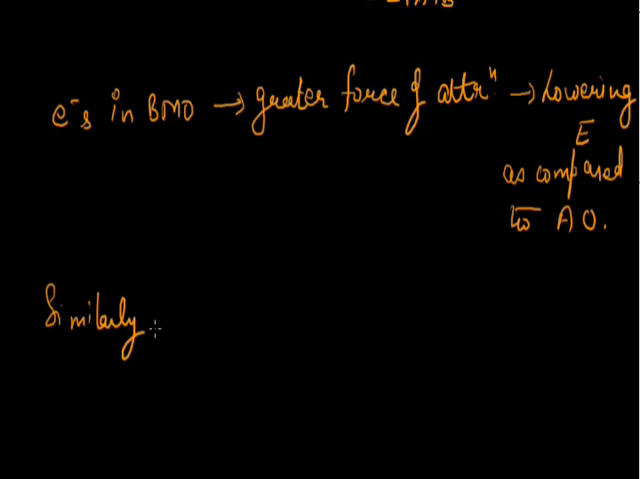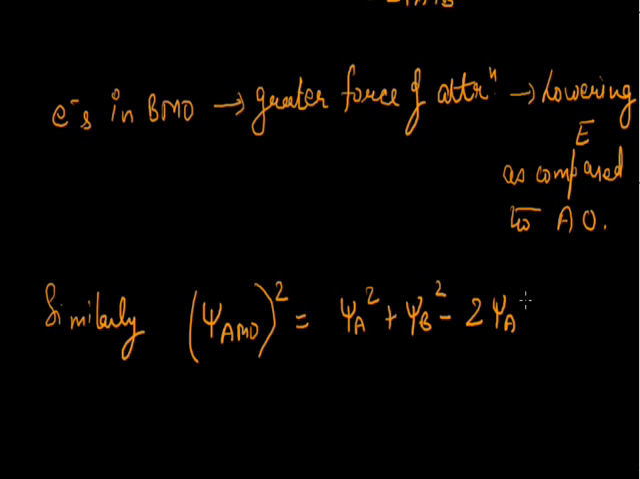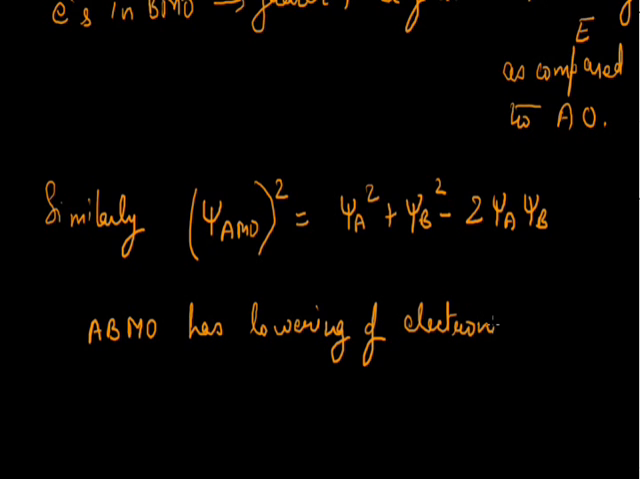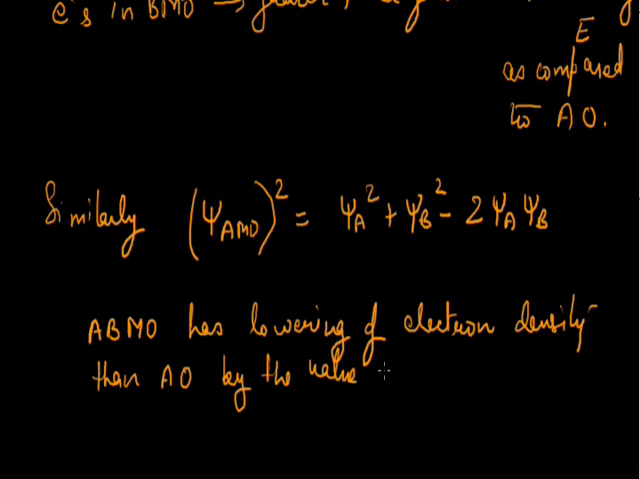Similarly, for the anti-bonding orbital, the probability density xi anti-bonding square is equal to xi A square plus xi B square minus 2 psi A psi B. This shows that the anti-bonding molecular orbital has a lowering of electron density compared to the atomic orbitals by the value of 2 psi A psi B.